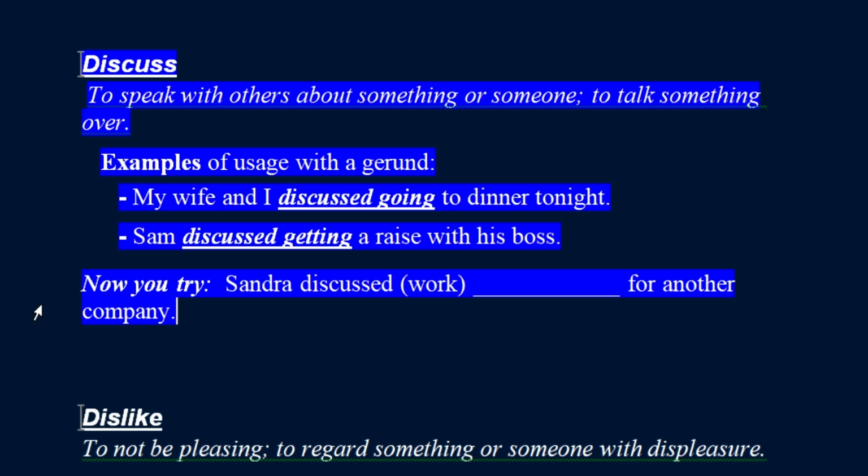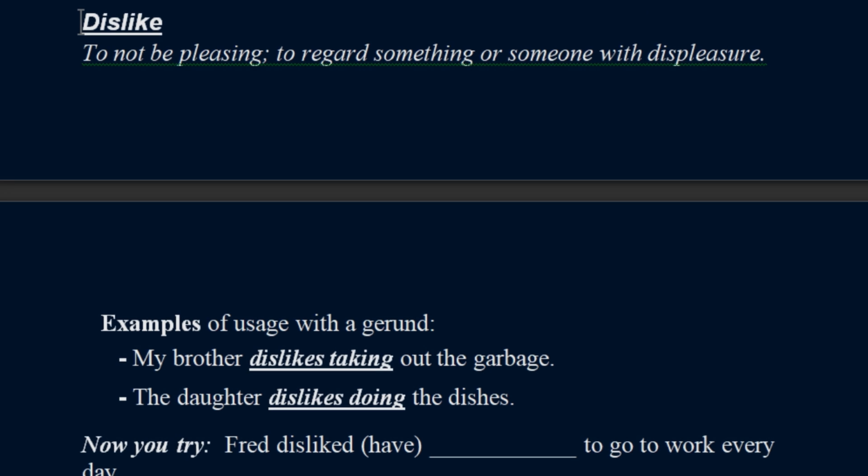Now you try. Sandra discussed work for another company. Sandra discussed working for another company. Dislike. To not be pleasing. To regard something or someone with displeasure. Examples of usage with a gerund.